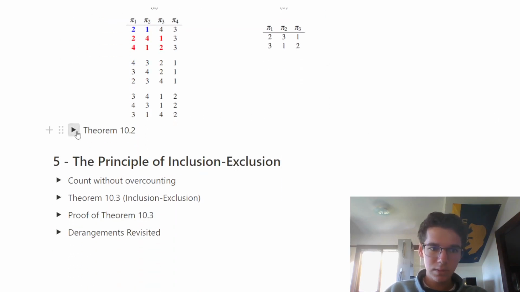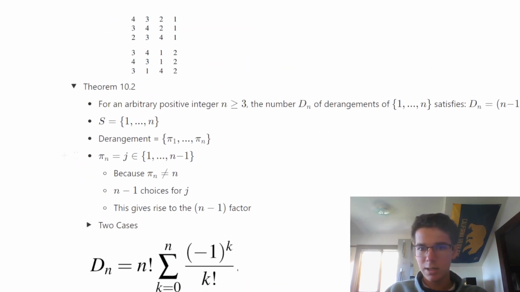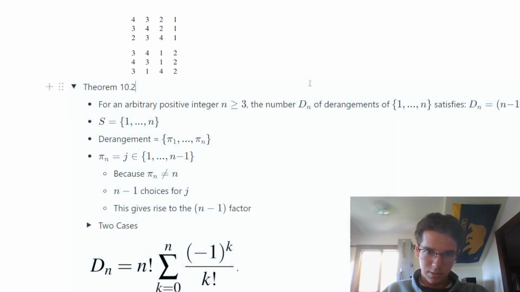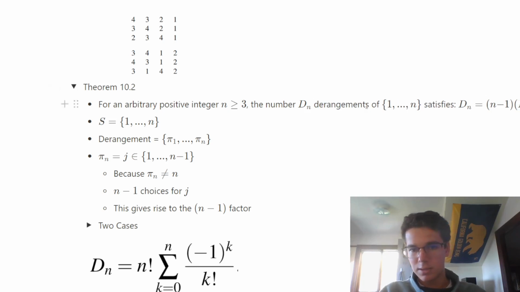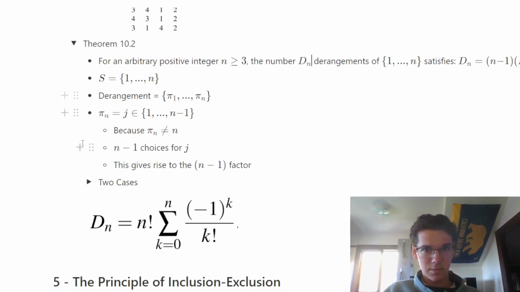So that's going to segue into Theorem 10, which involves both the derangement at n-1 and derangement at n-2. Just to say the whole thing: for an arbitrary positive integer n greater than or equal to 3, the number d sub n of derangements of 1 through n satisfies d sub n equals (n-1)(d sub n-1 plus d sub n-2).